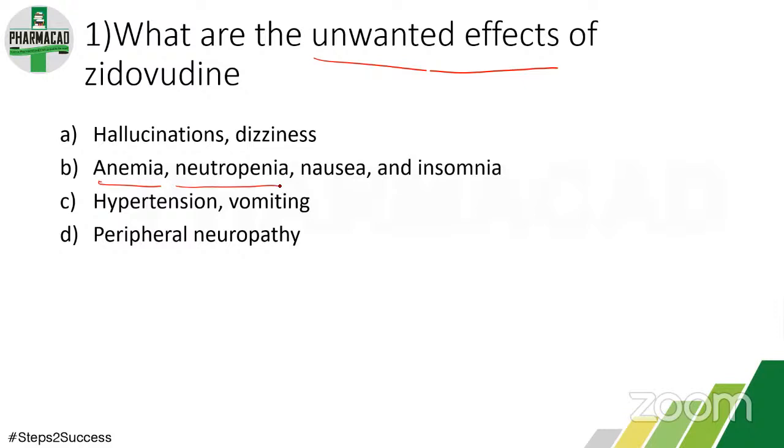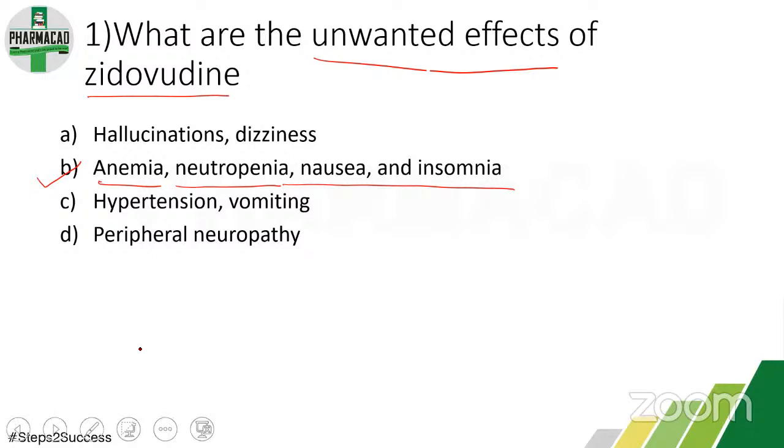It means the neutrophil count may get less, then nausea and insomnia. So these are the main side effects of Zidovudine. So the correct answer is option B. And for Zidovudine, there are some contraindications, like patients who have a low level of WBC, that is nothing but neutropenia. So we can't use Zidovudine in that case. Even a person with liver problems, severe liver diseases, as well as muscle inflammation problems. Okay, so for this question, the correct answer is option B.